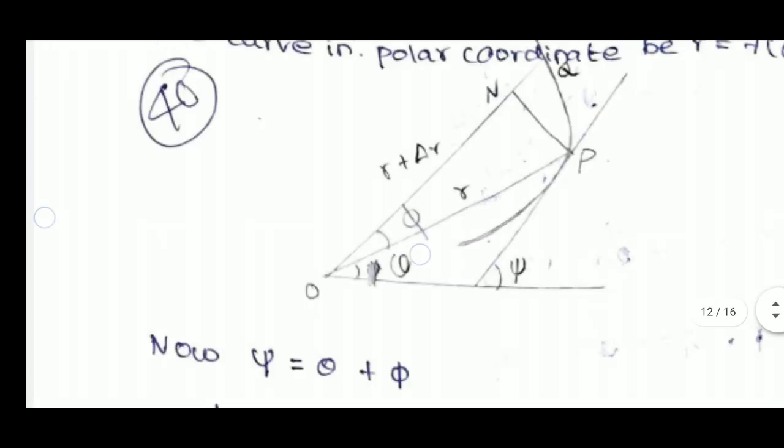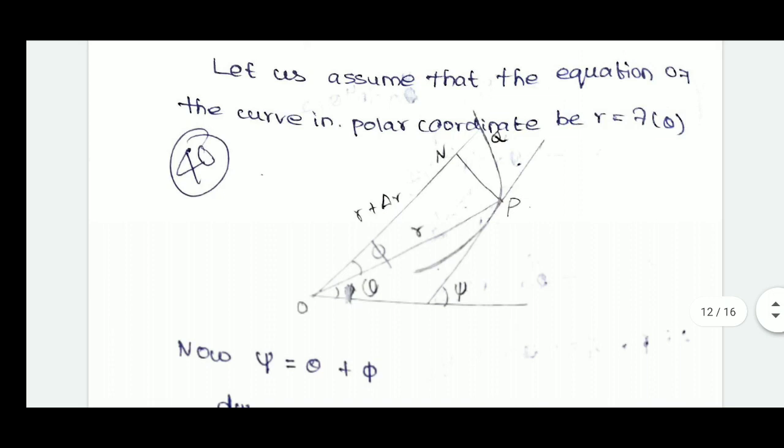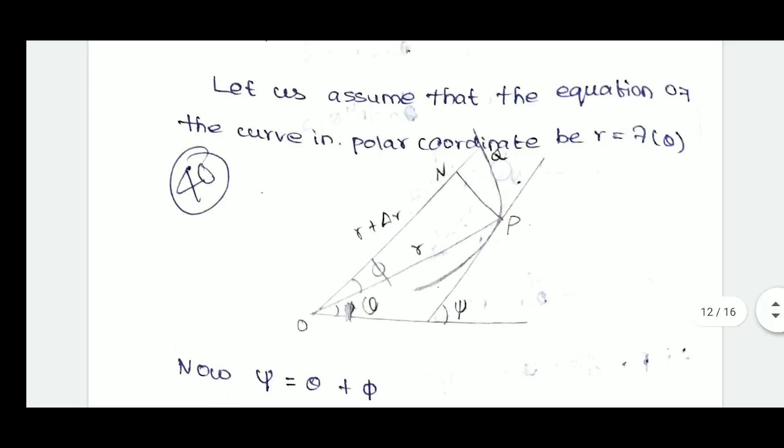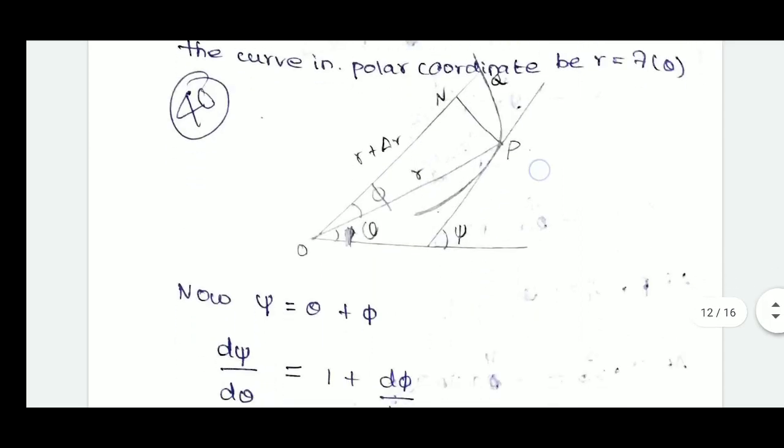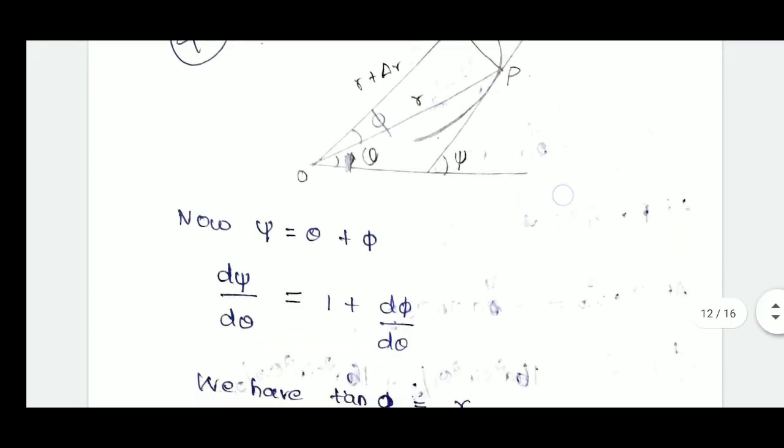OP we denote by r, ON we denote by r plus delta r. We draw the curve and denote the point as P. So now from the figure we can write psi equal to theta plus phi.